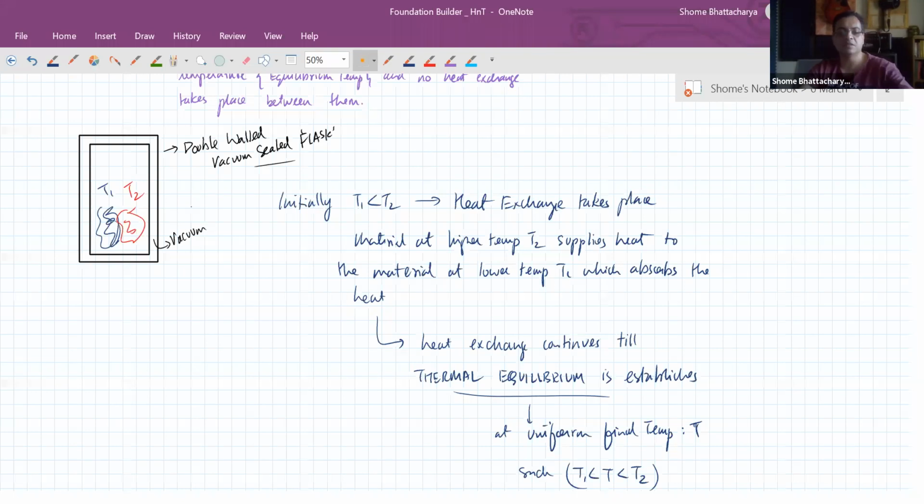So whichever material is lowering its temperature, it is losing heat, and the other material which is raised in temperature, that is absorbing that much heat. So the heat supplied by the material which is cooling down must exactly be equal to the heat absorbed by the material which is heating up. So that is the principle of calorimetry.